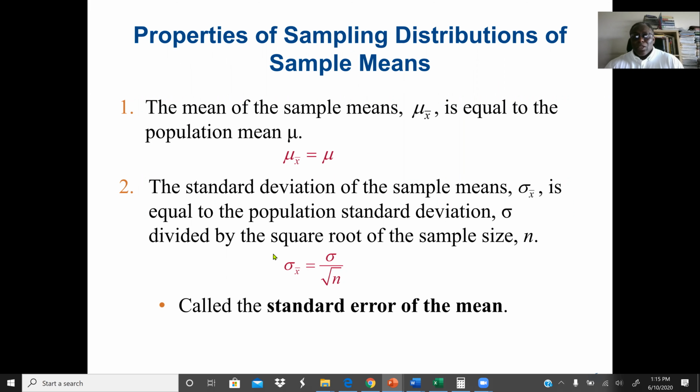And the second concept is sometimes we use the term square root rule. And here what we're trying to say is that the standard deviation of the sample mean is equal to the population standard deviation divided by the square root of the sample size. So by looking at this formula, we can say that anytime the sample size increases, the sample standard deviation will decrease. When the sample size decreases, then the sample standard deviation will increase. And the sample standard deviation also is called the standard error of the mean.